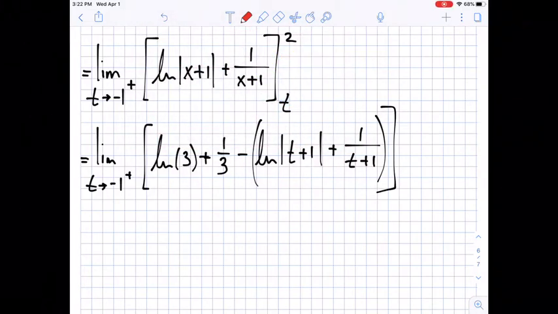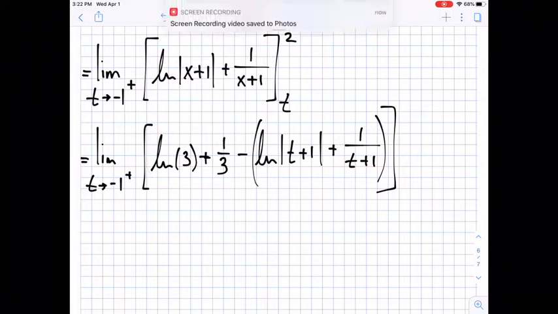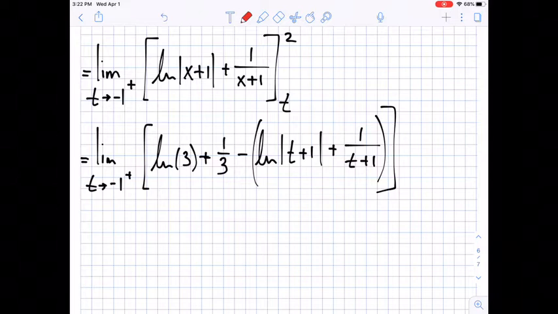When I look at it, it may not seem that bad, but if we go a bit closer here, t is approaching -1 from the right. So that has nothing to do with this first part, but over here in the second part, we have two different things. So as t goes to -1 from the right, what happens here with this 1 over t plus 1? Well, it's going to go to 1 over 0. And so it's going to go to either positive infinity or negative infinity.